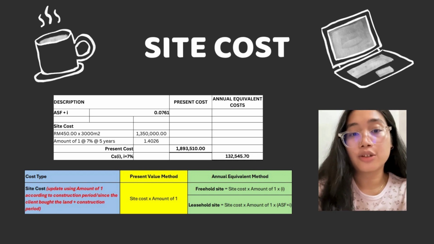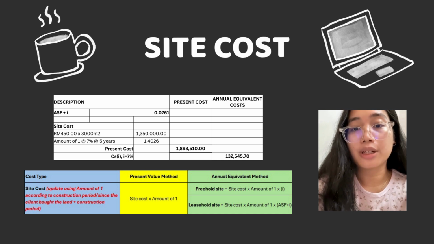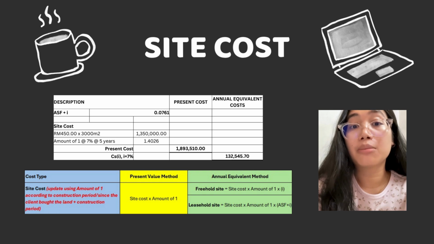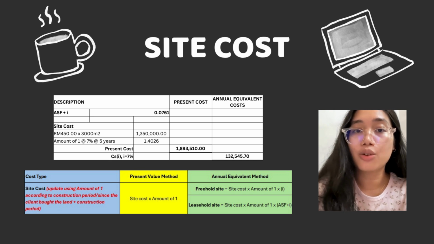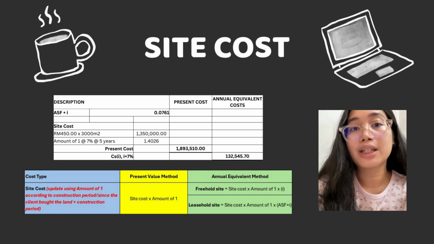First, we start with site cost. Based on the information below, to get the site cost for present cost we use site cost times amount of 1. For annual equivalent cost, we use freehold site, which is site cost times amount of 1 times interest. The first thing we need to do is to find the amount of 1 at 7% at 5 years. Why do we use 5 years? This is because the land was bought 3 years ago, while the construction period is 2 years onwards, which makes the total 5 years.